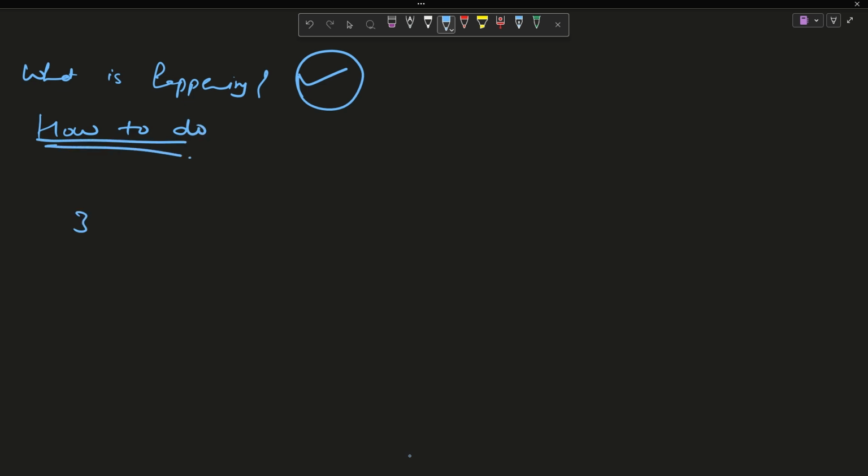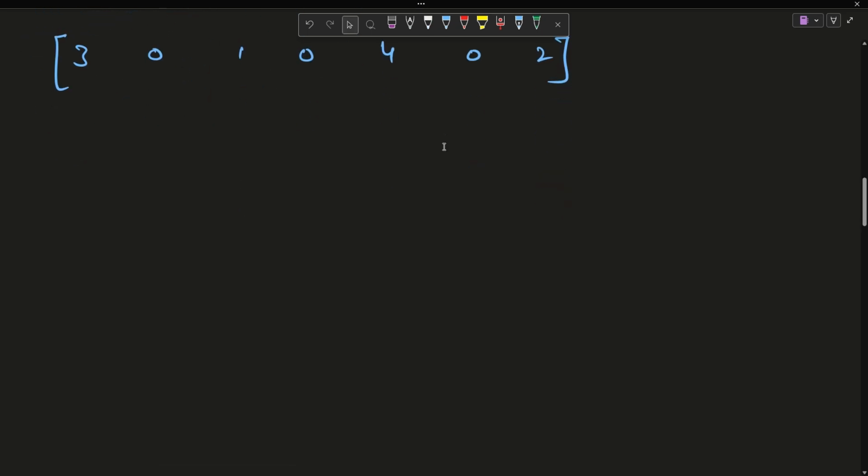So, okay, 3 0 1 0 4 0 2. This is a particular array. We have to apply the algorithm here, right? We have to find the left maximum, we have to find the right maximum. Simplest way, brute force. What will you do for brute force?